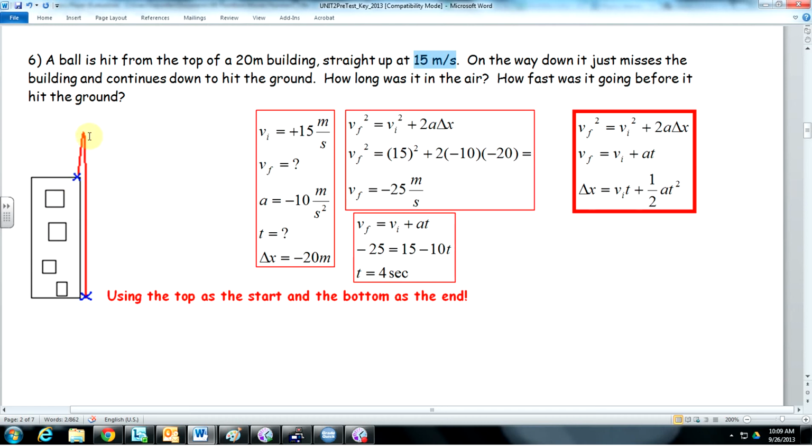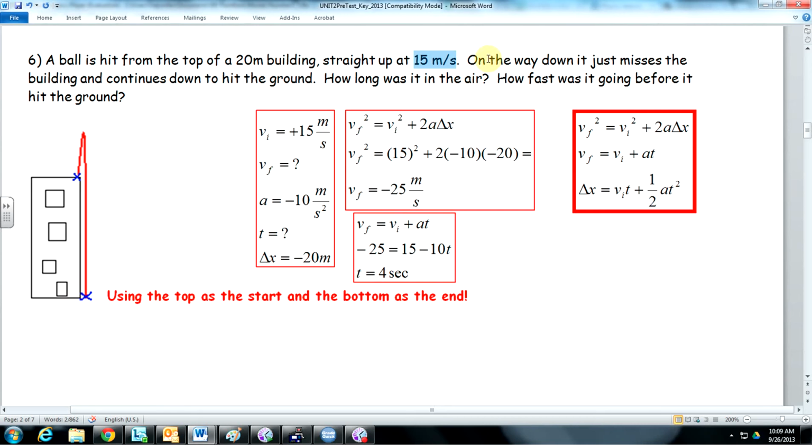It's going to go up, turn around, come back, and then it's going to go right next to us, straight up and then straight down, like we leaned over the edge of the building to throw it up. So then as it came back next to us, then it went all the way down and hit the ground 20 meters down below. Okay?